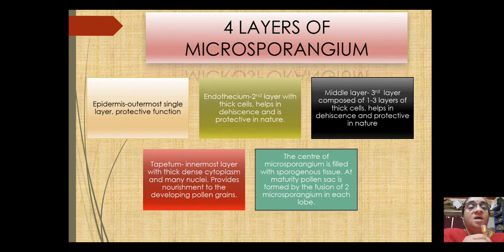The next layer is the tapetum. Now this is important from the exam point of view. Remember children, tapetum is the innermost layer. It consists of thick dense cytoplasm and many nuclei. It provides nourishment to the developing pollen grains. So tapetum is not meant for protection or dehiscence, but rather for nourishment. Now the center of the microsporangium has what is called sporogenous tissue. The sporogenous tissue consists of many cells, and all these cells are bound to become the microspore mother cells or the pollen mother cells.